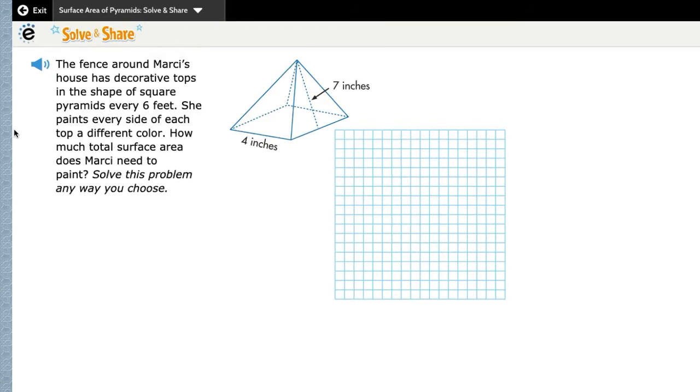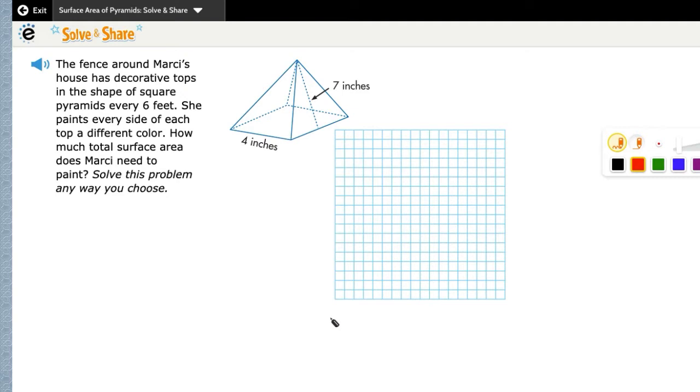Let's discuss the solve and share problem on textbook page 719. The fence around Marcy's house has decorative tops in the shape of square pyramids every 6 feet. She paints every side of each top a different color. How much total surface area does Marcy need to paint? Solve this problem any way you choose. Okay, so the solution is to find the surface area of this pyramid.